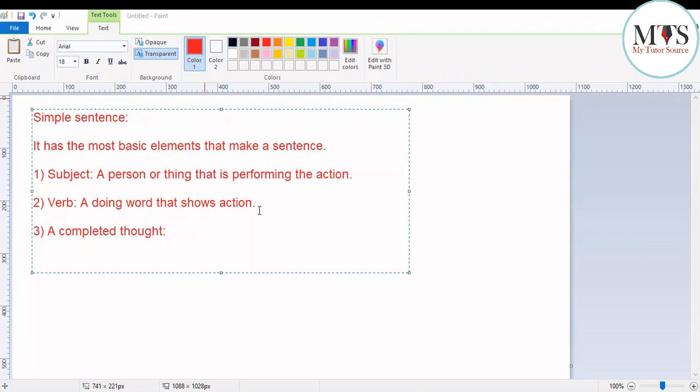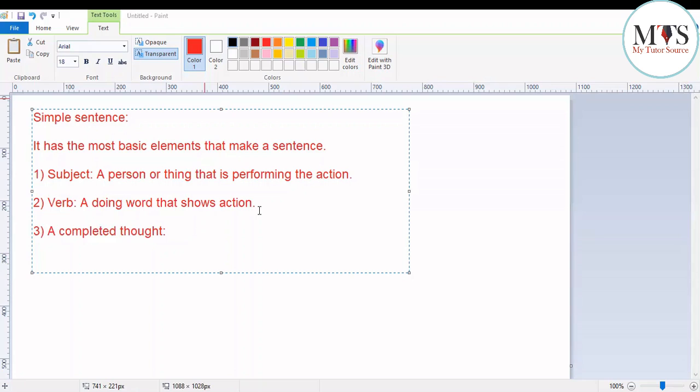What is a completed thought? A completed thought is... I don't know. Okay, can you take a guess? Completed thought is something that's thought in a sentence, but it's with the complete meaning. Very good. Yes.